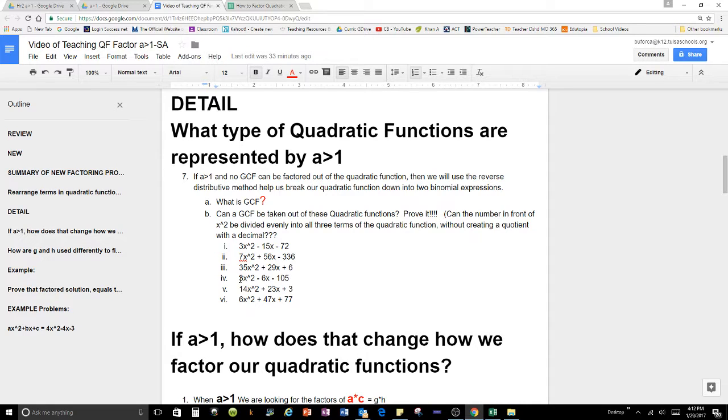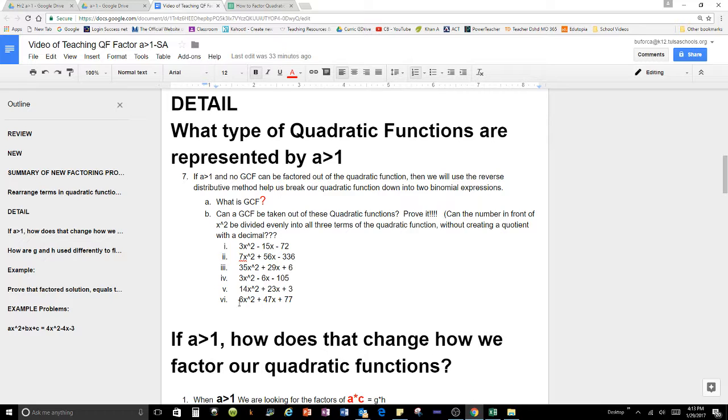Here we have 3, and 3 can actually go into 6, and 3 can go into 105. So this is an example of a quadratic function that we can solve with one of the previous methods. Here we see 14 cannot go into 23 evenly, and 14 cannot go into 3 evenly. If you divide 14 into either one of those, you get a decimal point and a remainder. So this is an example of a quadratic function that we would have to use this new method to solve.